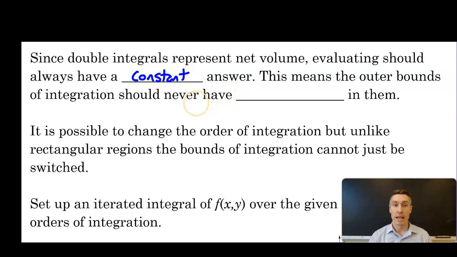Essentially, that means we should always get a number. We should never evaluate a double integral and wind up with something that has a variable in it. If we did, something went wrong. Most likely it means the outer bounds, because the outer bounds of integration should never have variables in them. This is a really important idea, regardless of double, triple, any level of iterated integrals.